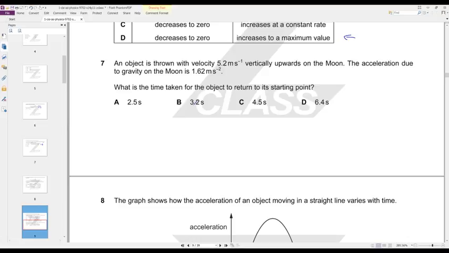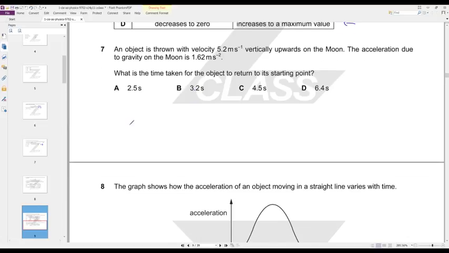Okay, object thrown, and we have an acceleration on the moon, so a very small acceleration. What is the time taken? So this one is a SUVAT question. It's fairly simple, really. You're looking for the time for its velocity to reach 0, and then you double that time because it's going to return in the exact same time that it went up. So in SUVAT, you're looking for v, the final velocity, equals 0.